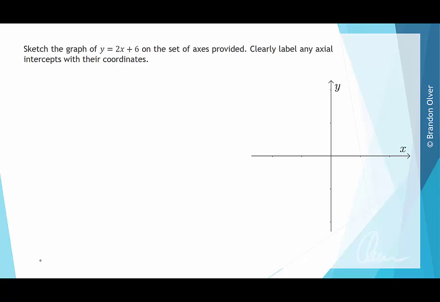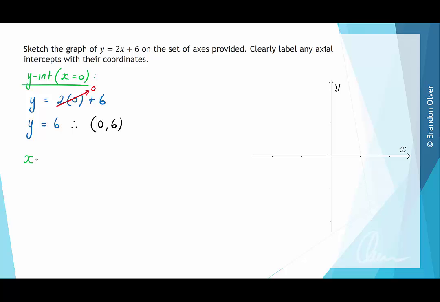Next we're going to look at sketching the graph of y equals 2x plus 6 on the set of axes provided, and we need to remember to clearly label any axial intercepts with their coordinates. So the first thing we're going to do is determine the y-intercept of the graph. So the y-intercept is found by letting x equal 0. So when we do that, we have y is equal to 2 times 0 plus 6. And now 2 times 0 is just 0. So we find that y is equal to 6. Therefore, the coordinate is 0 for x, 6 for y. So that will go on our graph.